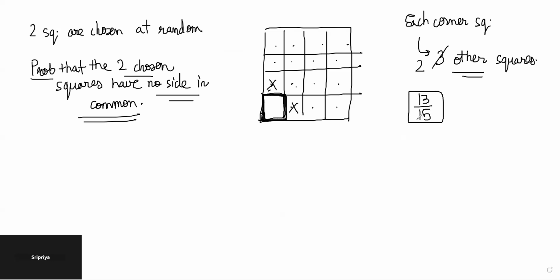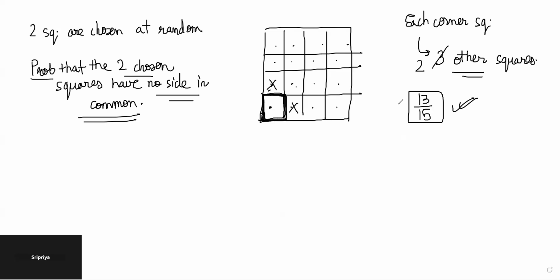What I'm saying is, if you have chosen a corner square, for the second square to select, the total number of squares is 15, but which are good for you? 13, right? So the probability of success is 13 by 15.